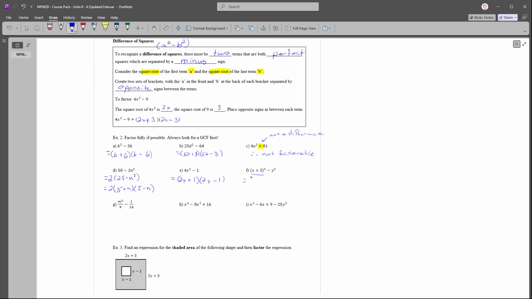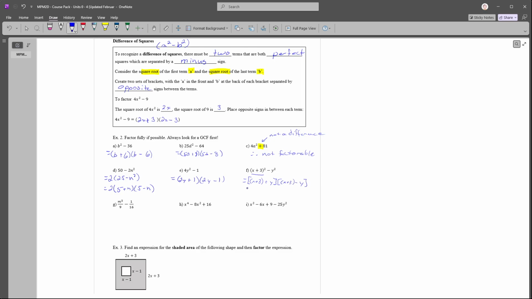So that means we have a couple sets of brackets here. We're going to use square brackets here. So our first term is going to be x plus 3. And then we're going to add on to that the square root of our second term, which is y. And now we have another set of brackets, which is going to be x plus 3 again. This time it's going to be minus y.